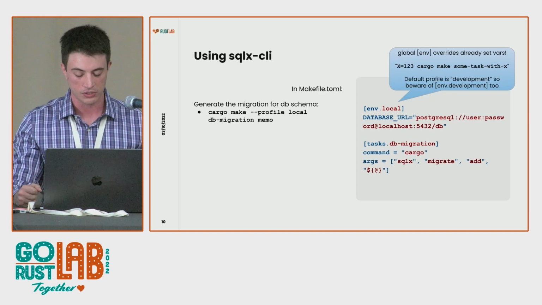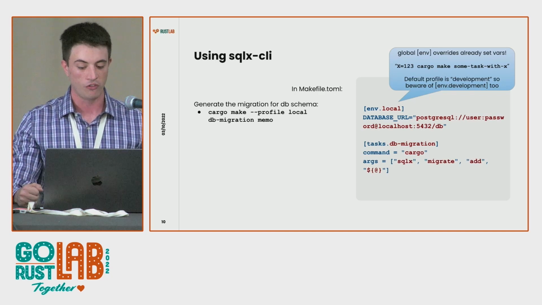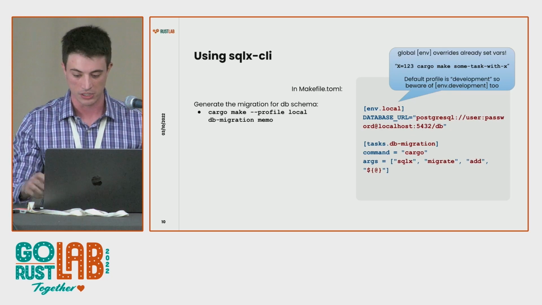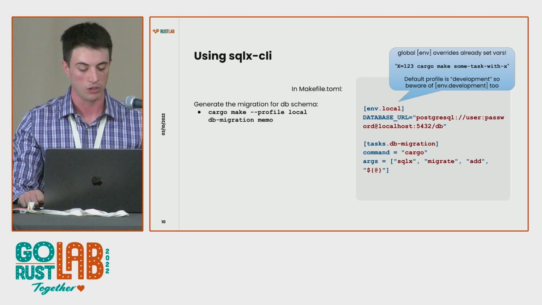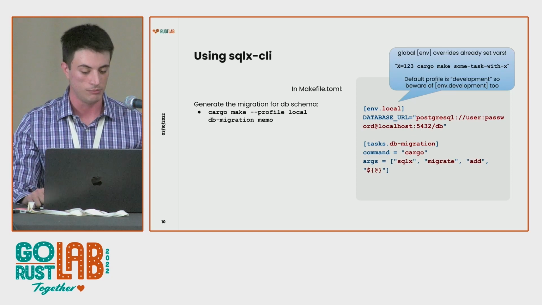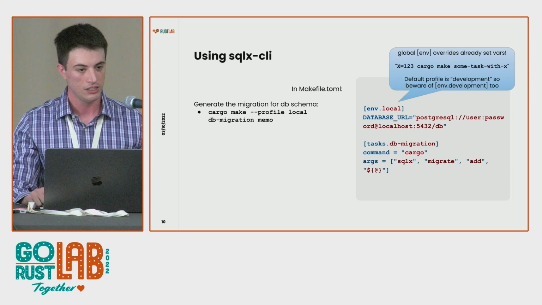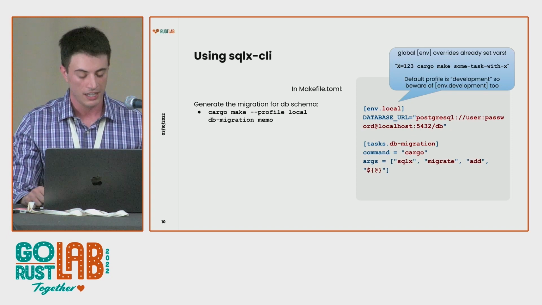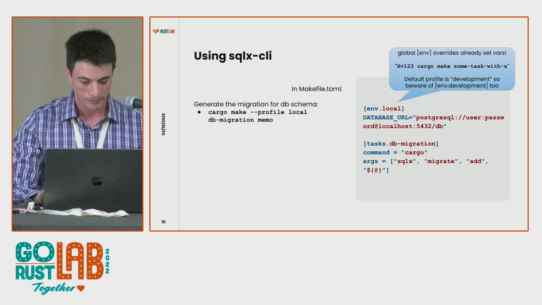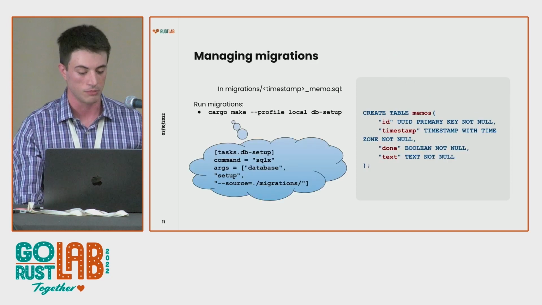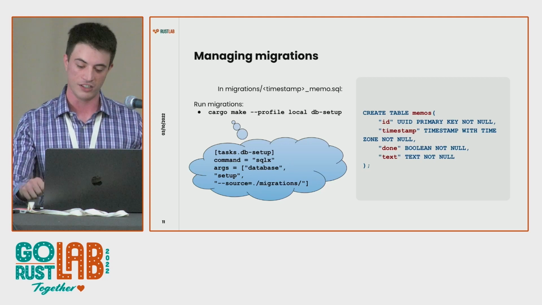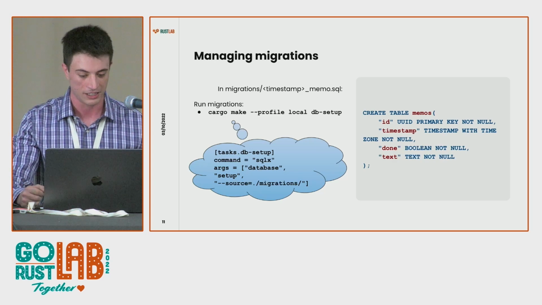So in this case here, you see that under the profile called local, I set up an environment variable called DATABASE_URL, and you see it just connects to the database on localhost. And there on the left, you see that when I run cargo make db-migration, I can pass a profile so that I can apply some changes on the fly. And then that memo in the end is just used to generate the migration file. So this migration file, which is generated, is going to be called some timestamp memo SQL. And in there, we can define the table. So this is just basic SQL.